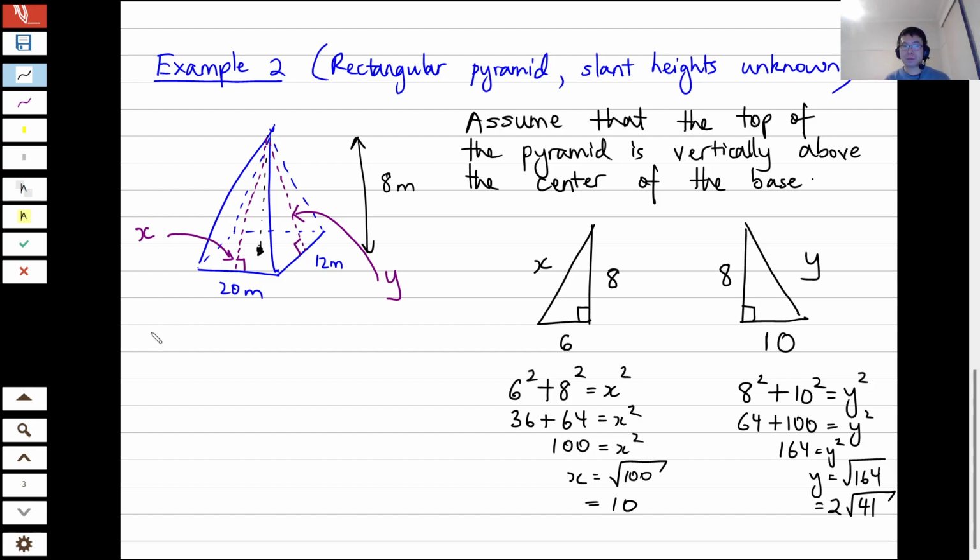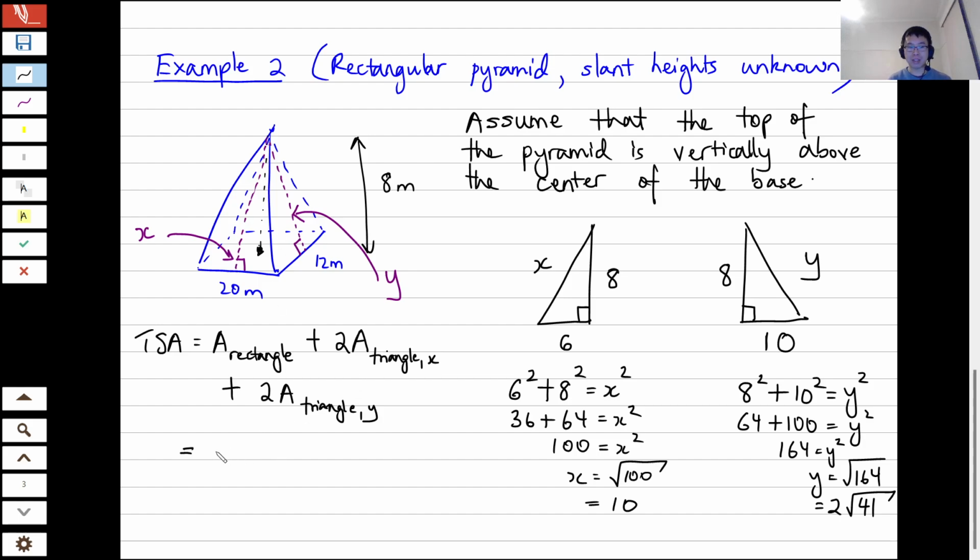Okay. Why did I want the slant height? Well, the total surface area is equal to the area of the rectangular base plus 2 times the area of the triangle with slant height X plus 2 times the area of the triangle with slant height Y. You don't have to write this line, but I'm just sort of showing you what I'm thinking here.